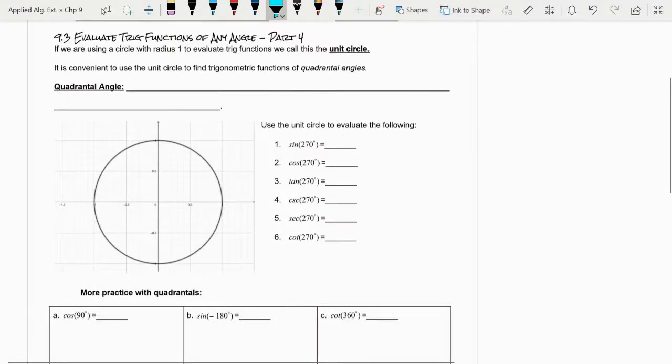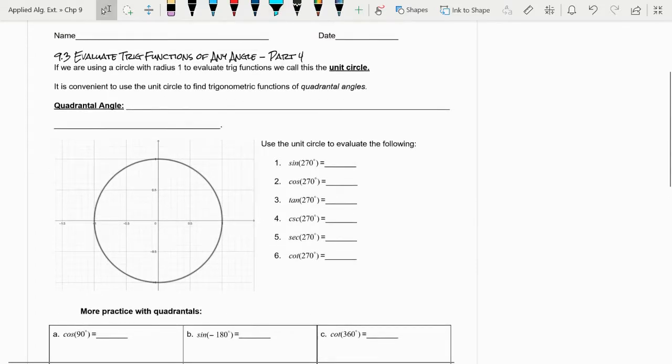All right, guys, so we have one more part of 9.3, and it is finding the trig functions of angles that don't fall in a quadrant. They fall on what we call the quadrantals, so on the x or y axis. So I'm going to skip right down here to our definition of a quadrantal angle, and it's just what I said there.